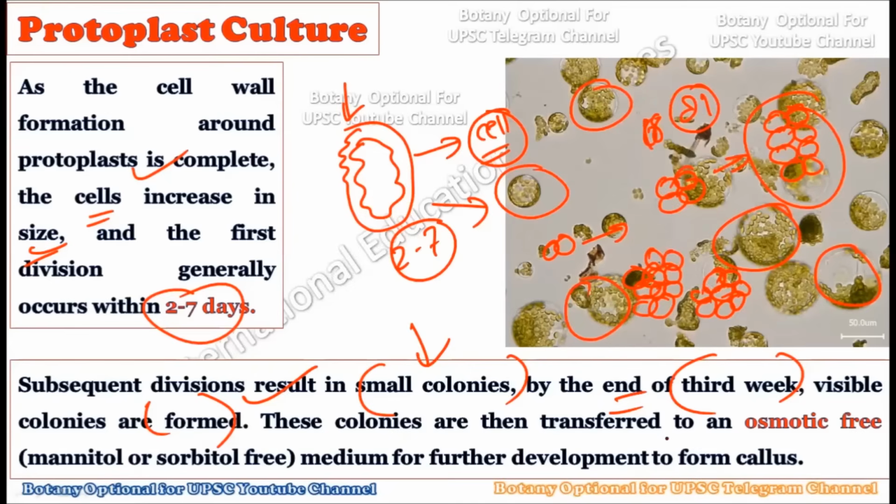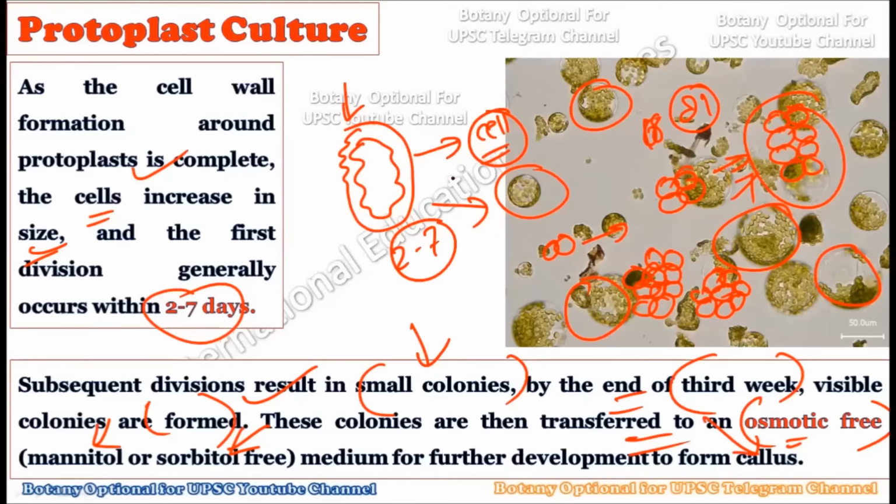Now these colonies are then transferred to the osmotic free, that is the mannitol and sorbitol free medium. There is one particular medium which is called the osmotic free medium. This osmotic free medium is nothing but the mannitol and sorbitol free medium. Colonies which got created over a period of time can be transferred to the osmotic free medium so that we can form the callus out of it.